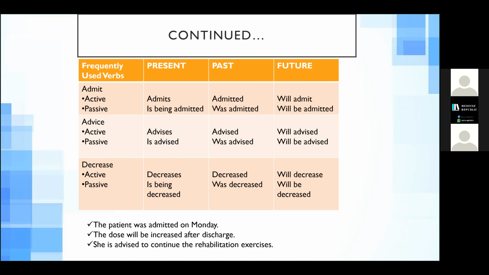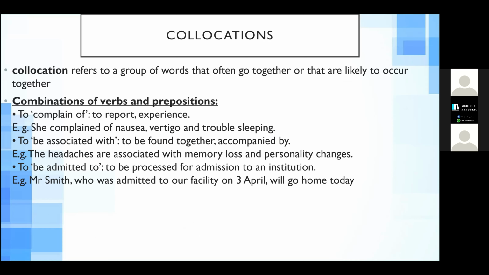In this table, you can see advise and decrease. Decrease is the same as admit, but for advise, we change it a little bit. We use is advised, was advised, and will be advised. So next up is collocations.